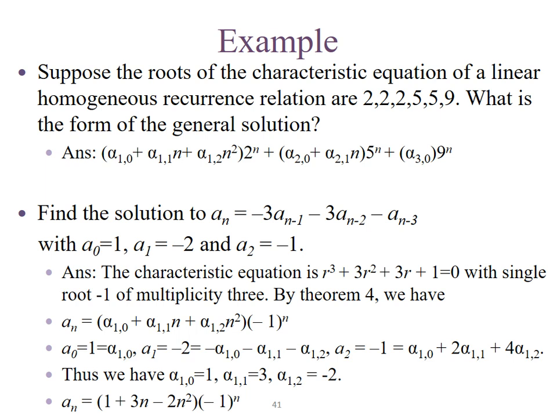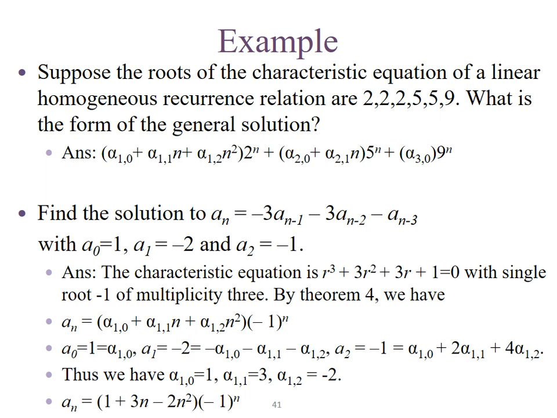If we repeat 3 times, then we will have 3 terms for the root 2. And then for 5, it only repeated twice. So back to our previous scenario, we have alpha_2,0 plus alpha_2,1 times n times 5 to the power of n. If it is just repeated once, then we have alpha_3,0 times 9 to the power of n. And that will be our general solution.